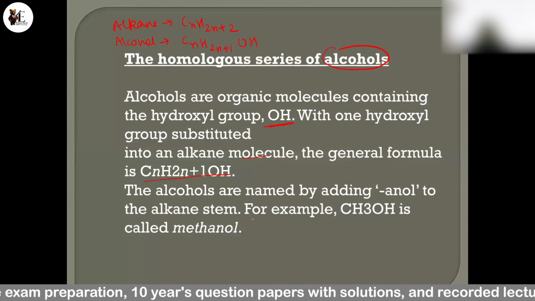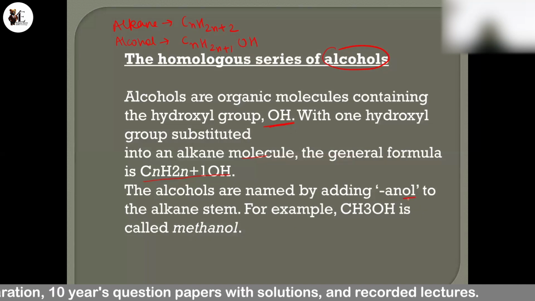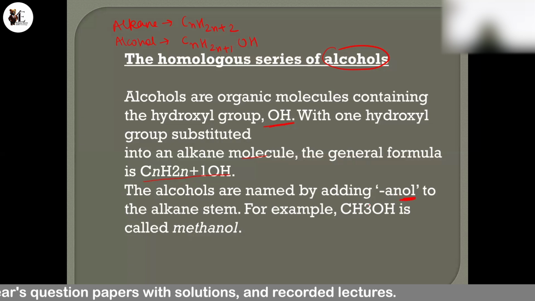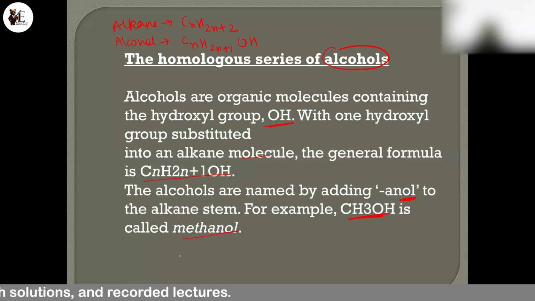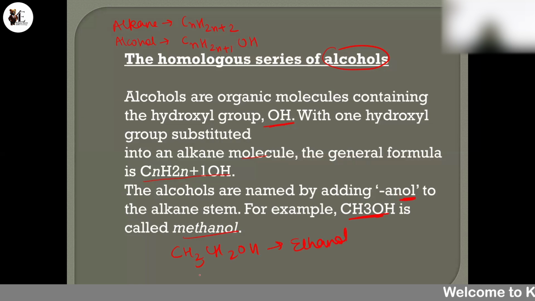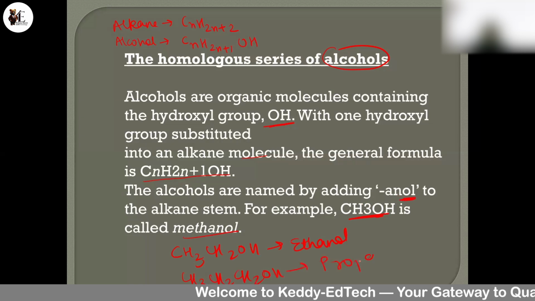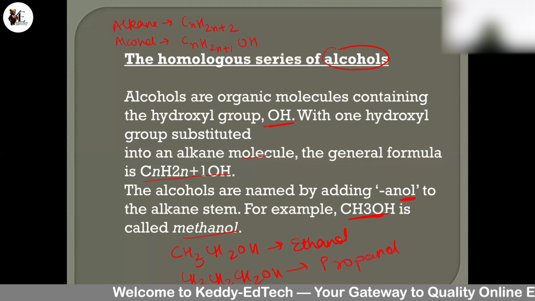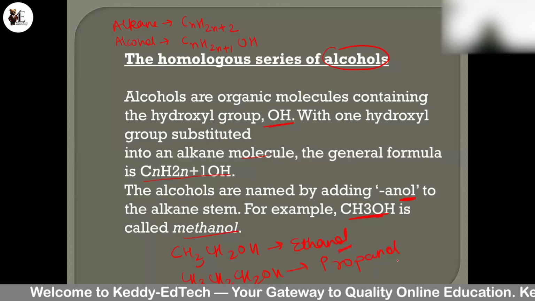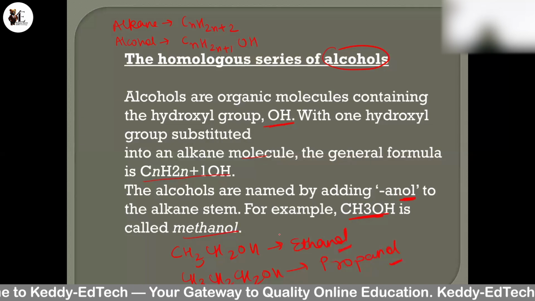And how to write them? We add "ol" after the name of the alkane stem. For example, CH3OH is called methanol. Similarly, if I write CH3CH2OH, there are two carbon atoms, so we write ethanol. Similarly, CH3CH2CH2OH becomes propanol. The last E of the alkane is replaced by OL as a suffix. Clear?